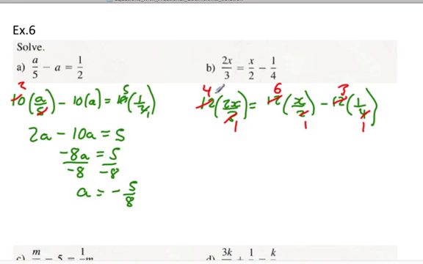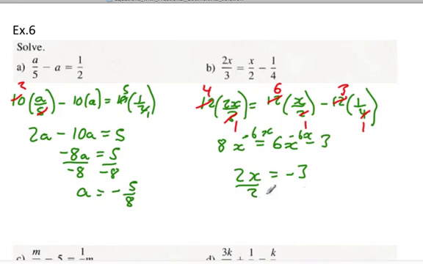So now watch your signs here. This is 4 times 2x is 8x. And this will be 6x. And it'll be minus 3 times 1, so minus 3. We're going to subtract 6x from both sides. And we're left with 2x is equal to negative 3. Divide both sides by 2. And you get x is equal to negative 3 over 2.